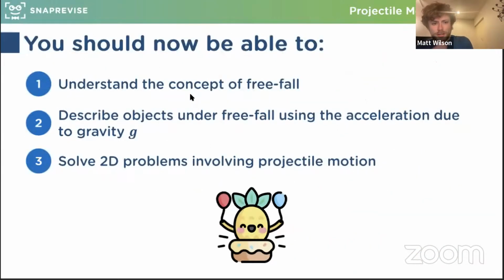Okay, good. So after this session, you should now understand the concept of free fall. That's fall in a constant gravitational field. You should be able to describe objects under free fall using acceleration due to gravity. In other words, you should be able to describe their motion and figure out their motion using the Suvat equations. And furthermore, you should be able to combine vector methods with Suvat methods to solve these projectile problems for objects which are moving in 2 dimensions in a constant acceleration.